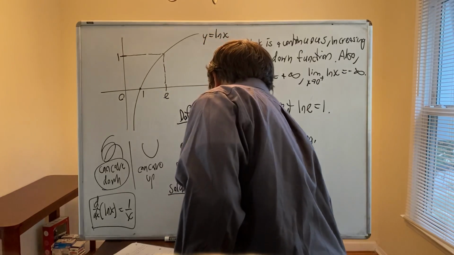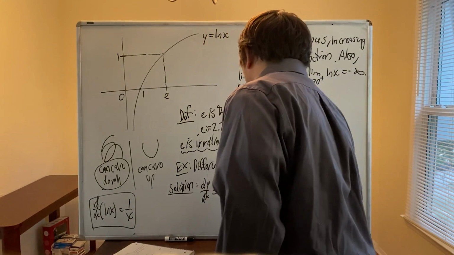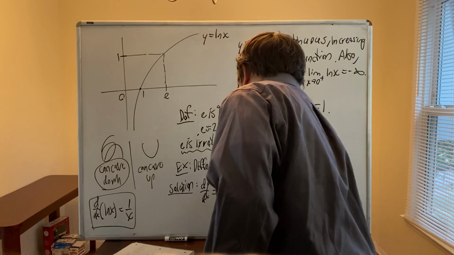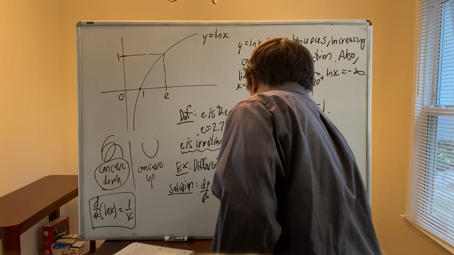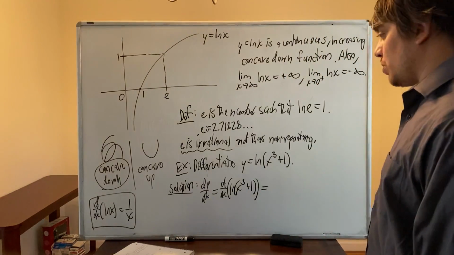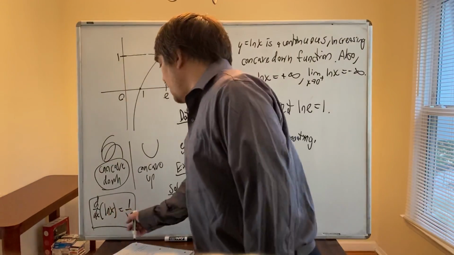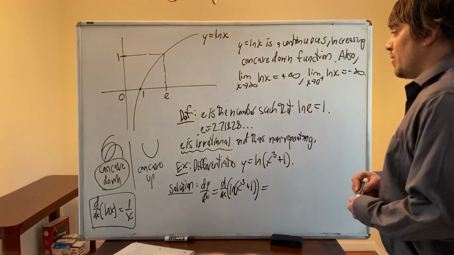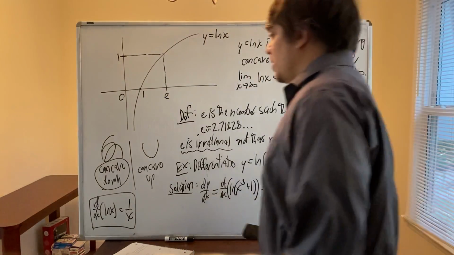Differentiating, dy/dx is equal to the derivative of that. dy/dx is the derivative of ln of x cubed plus 1. Well, what's the derivative of ln of x cubed plus 1? The derivative of ln of x is 1 over x. And so what that means is, I'm going to erase this now.